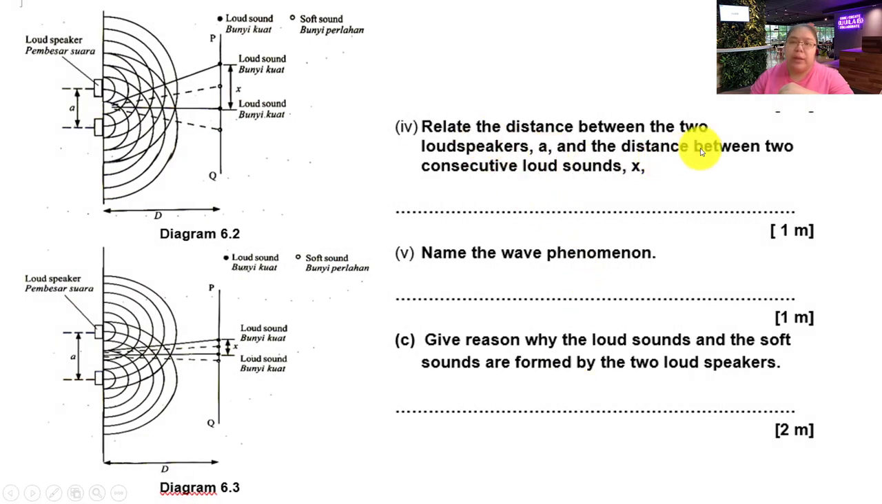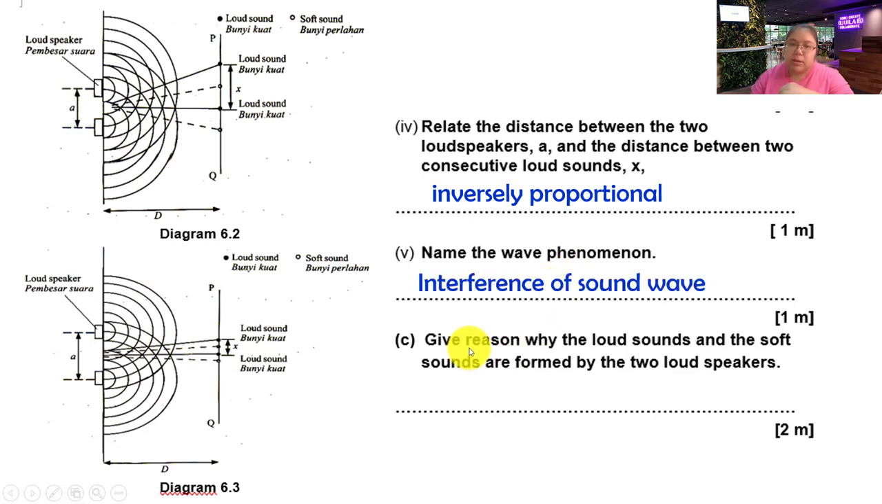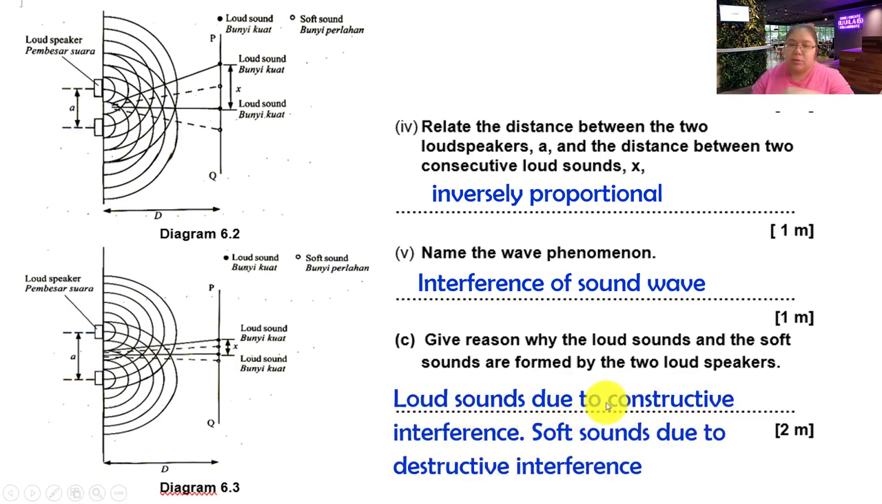Now we need to relate the two loudspeakers, there's A and X. A and X should be inversely proportional. This phenomenon should be interference. Give the reason why the louder sound and the soft sound are formed by the two loudspeakers. The louder sound is constructive. The other one, the soft one, should be destructive. So we just explain by using constructive and destructive. Loud sound is due to constructive interference, soft sound is due to destructive interference.